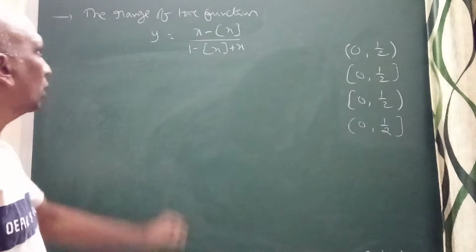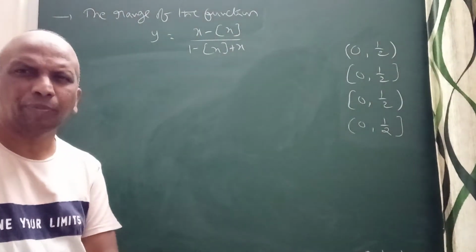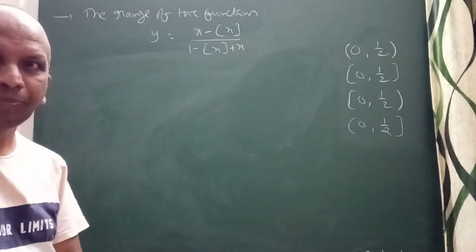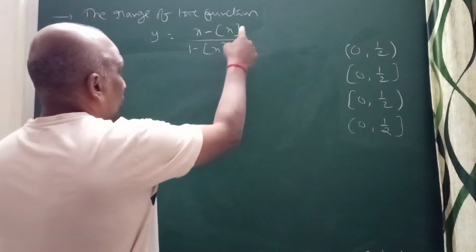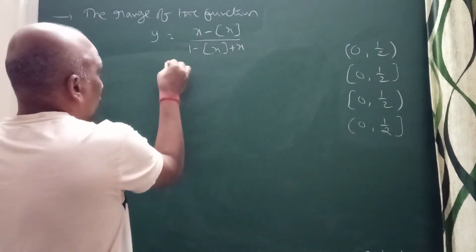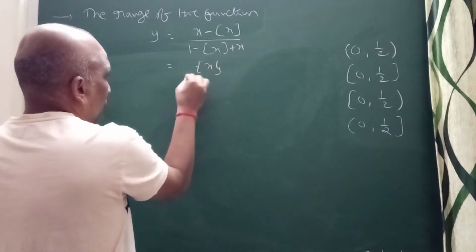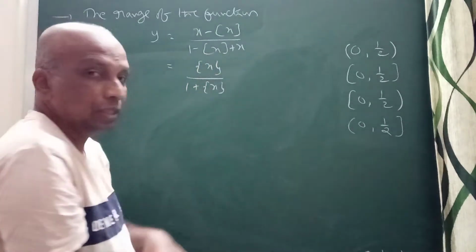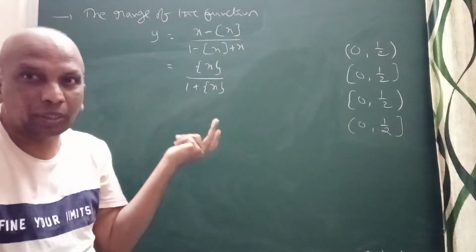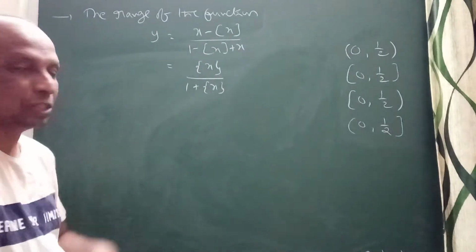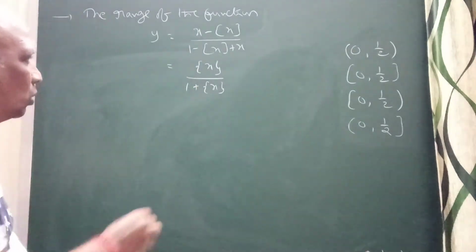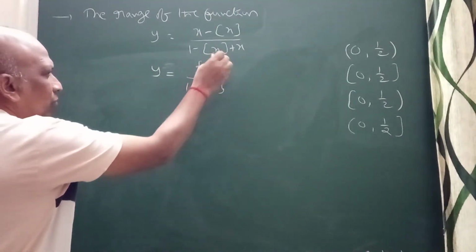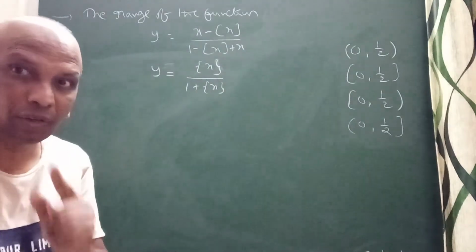Now in this problem, they are asking the range of the function y equal to (x minus [x]) by (1 minus [x] plus x). Here [x] is the step function. But remember, x minus [x] is the fractional part of x. So this one we can write as the fractional part of x by 1 plus the fractional part of x. Here also you see x minus [x] in the numerator, and in the denominator the same term, x minus [x], the fractional part of x. So we got y equal to {x} by 1 plus {x}.